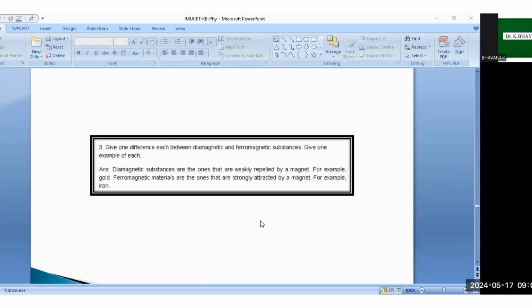Now, give one difference between diamagnetic and paramagnetic substances. The diamagnetic substance is weakly repelled by a magnet. Example, the metal gold. And the ferromagnetic materials are strongly attracted by a magnet. Example, iron. Okay, guys.